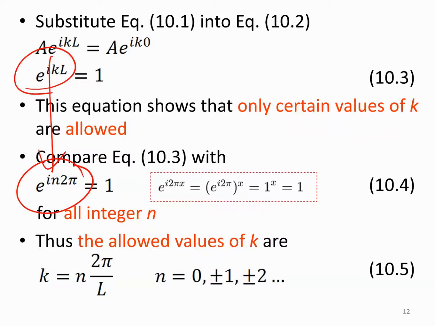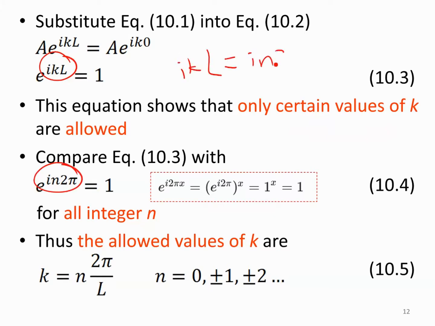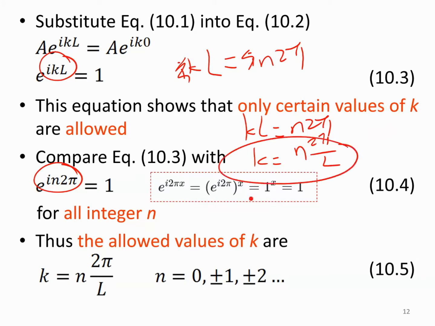Okay, so in other words, I can say that e^{ikL} equals e^{in2π}. So I take out the i, so I get kL equal to n2π. So k equals n2π over L. Right? This one. So after you resolve it, you get this allowed value of k.